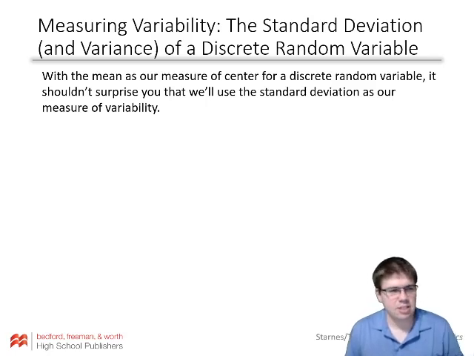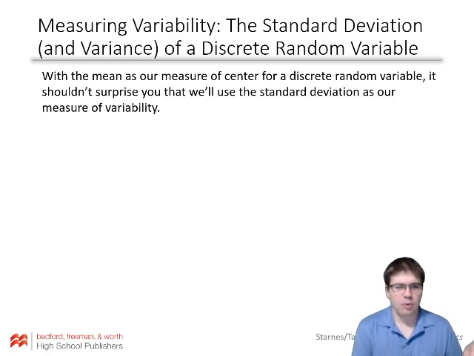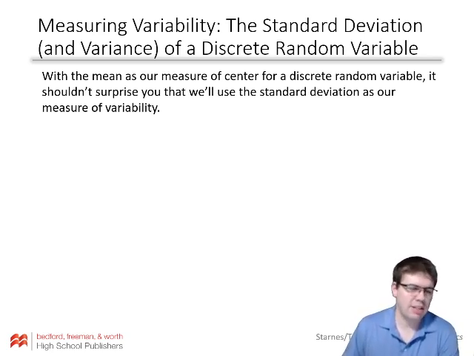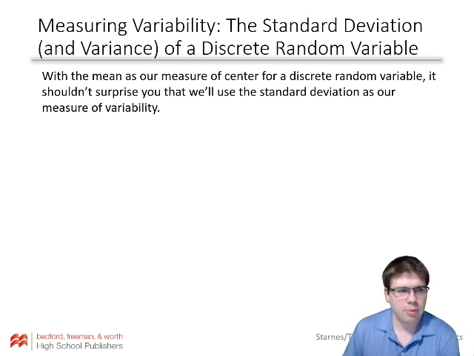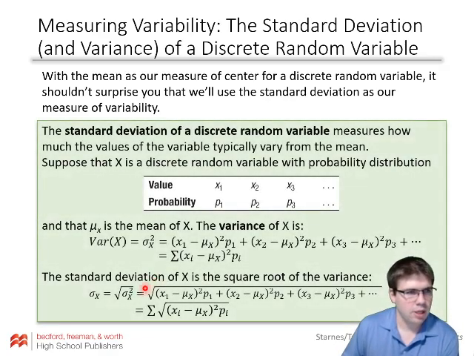Hey, AP Statistics. Continuing on with section 6.1, in the first part we looked at discrete random variables and calculating their mean. Of course, the next step is the standard deviation, measuring variability, and variance as well, of a discrete random variable. Remember, variance is just standard deviation squared. With the mean as our measure of center for a discrete random variable, it shouldn't surprise us that we'll use the standard deviation for variability. And here it is.